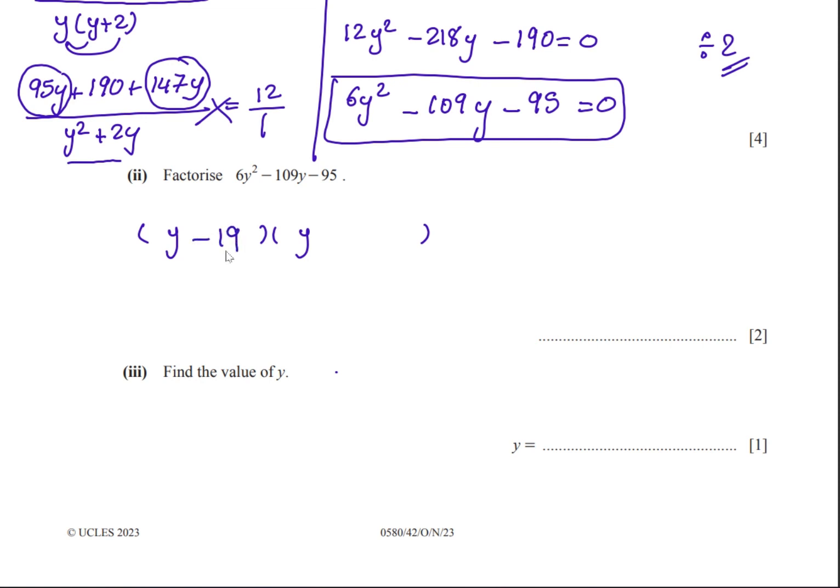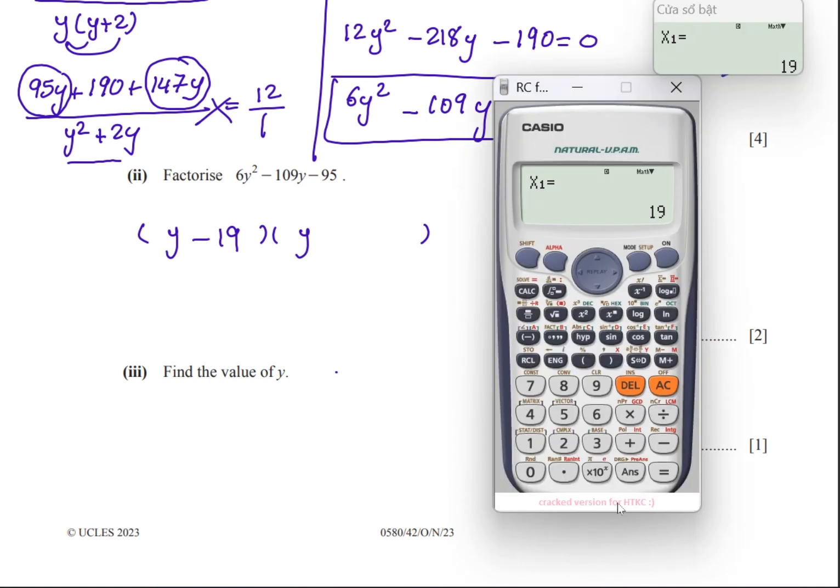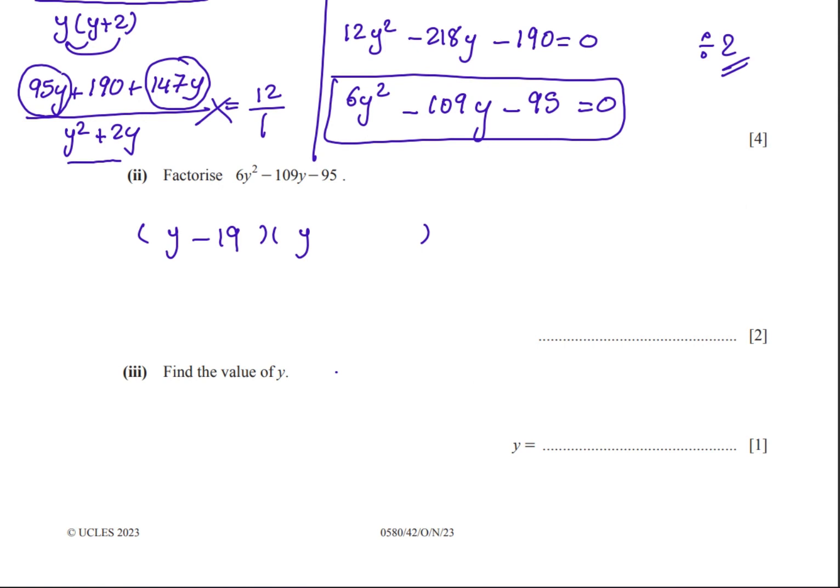Okay, for the next one, equal again to get x2 equals negative 5 over 6. Negative 5 over 6, so first of all, it will be positive. So it will be y equals positive 5. When you're going to write over 6, do not write it over 6. No, send it up here with the y. So the answer will be y minus 19 and 6y plus 5.